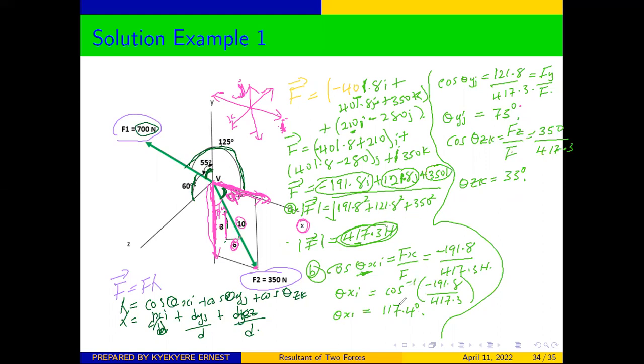So it means that the magnitude of our force is 417.3, and this resultant is making an angle of 117 degrees with the x-axis, an angle of 73 degrees with the y-axis, and an angle of 33 degrees with the z-axis. So we have been able to find the magnitude and the direction of our resultant force.